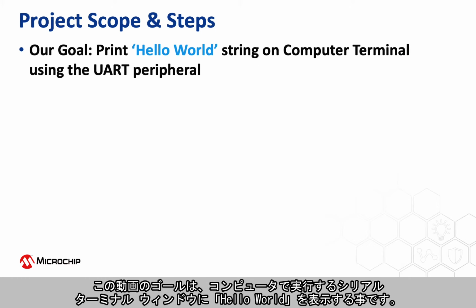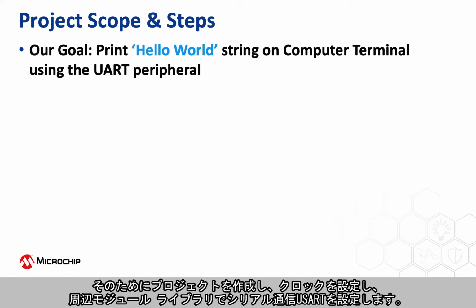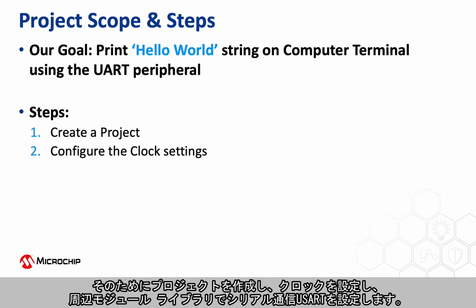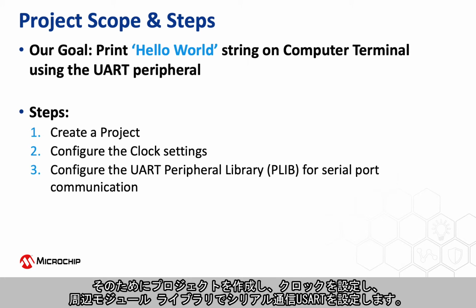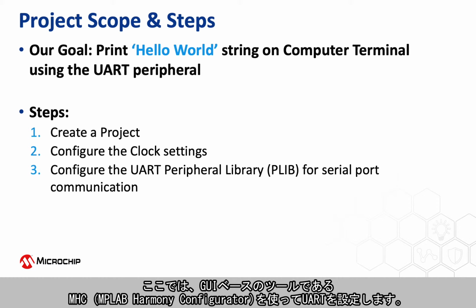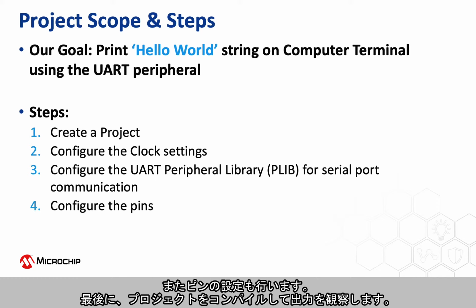Our goal in this video is to send a Hello World string to a serial terminal window running on a computer. To achieve this, we will create a project, configure the clock settings, configure the Serial Communication UART peripheral library. We will configure the UART using the MPLAB Harmony configurator, a GUI-based tool. We will also help you to configure the pins, and then compile the project and see the output.